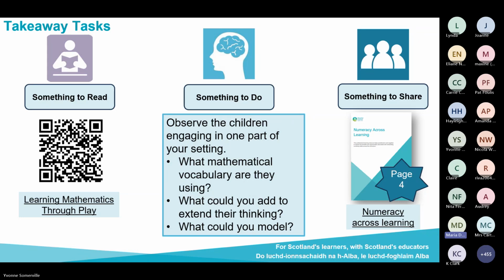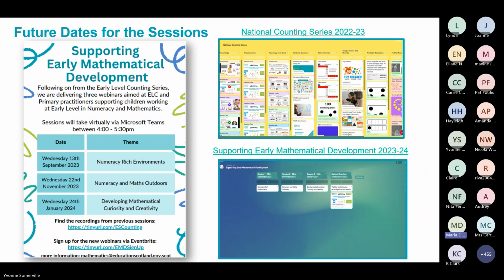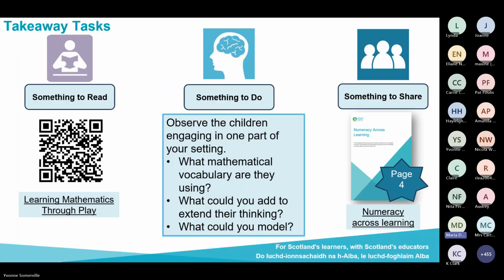And the last one that came through there, that's something to share. Page 4 of the Numeracy Across Learning document asks you to spend time with your colleagues to consider and discuss one or more of the reflective questions. And that again would be asking you to take account of your indoor and your outdoor learning environment. And they could be used as part of professional discussions to support continuous improvement.